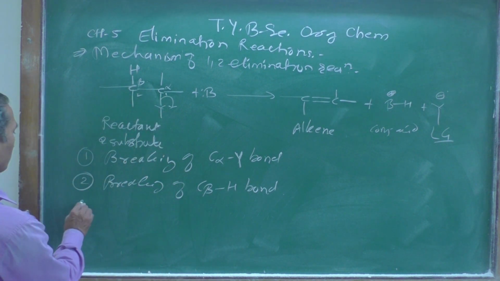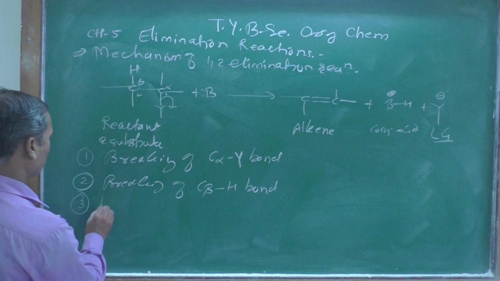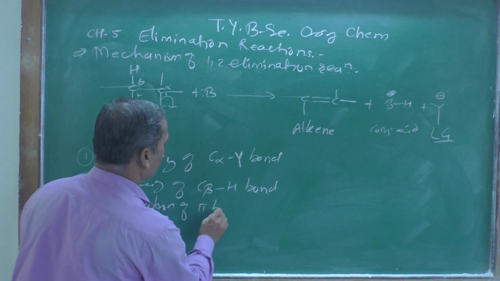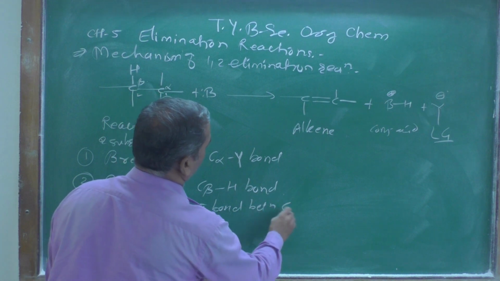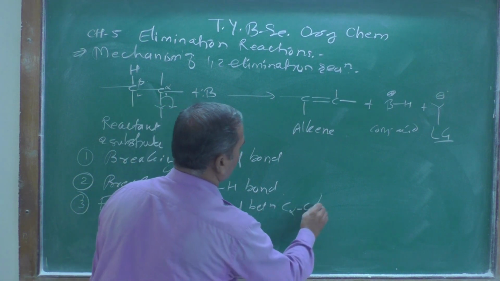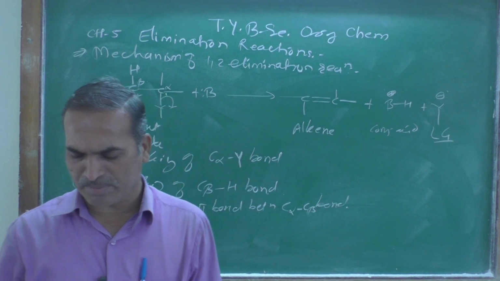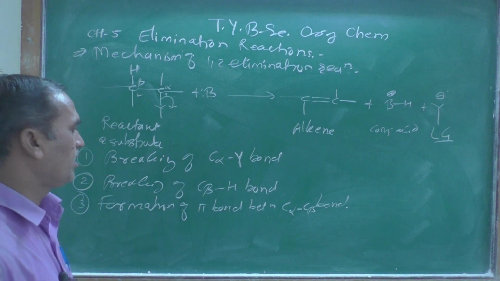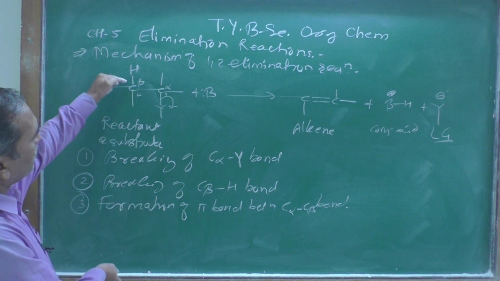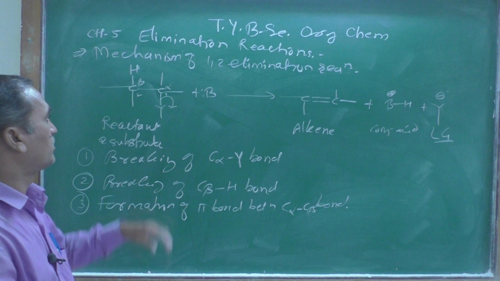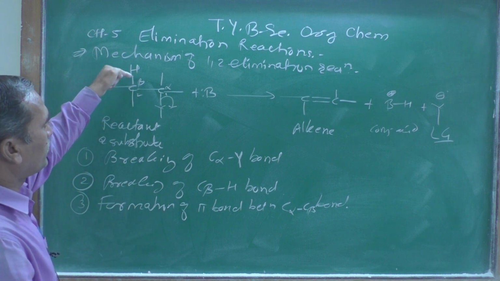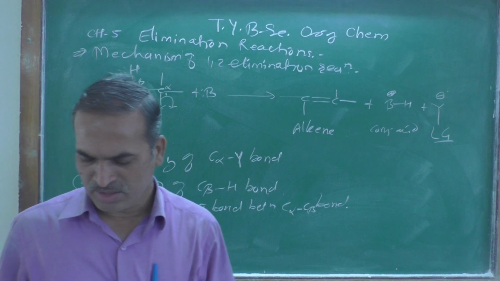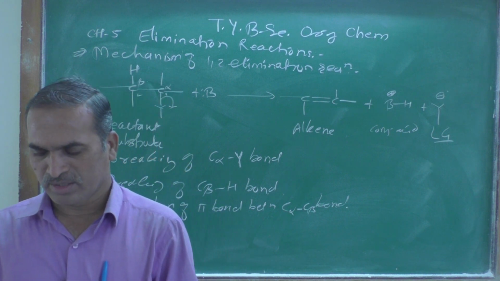And now the third one, what is happening there? Formation of the pi bond between C alpha and C beta. So this is the third thing happening over there. Whatever bonding pair is present on the beta carbon atom is utilized to form the pi bond. So these are the general things happening over there.